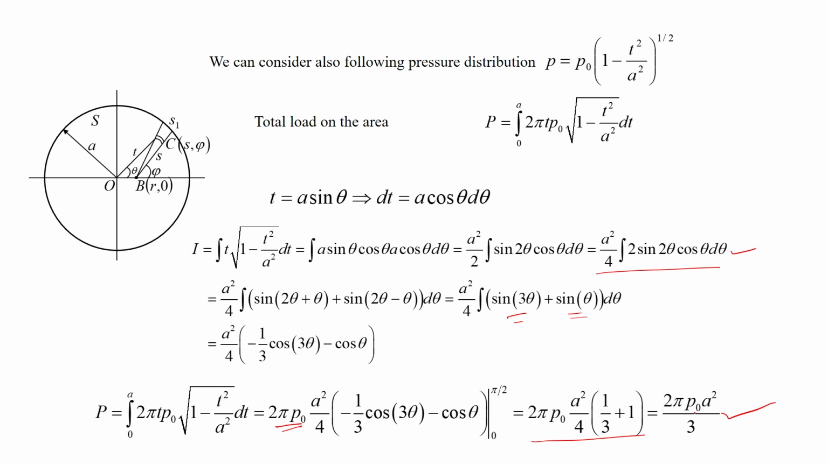So, p 0 can be written in terms of capital P and a square as something like this: p 0 is equal to 3 P by 2 pi a square. So, like that, p 0 can be replaced.